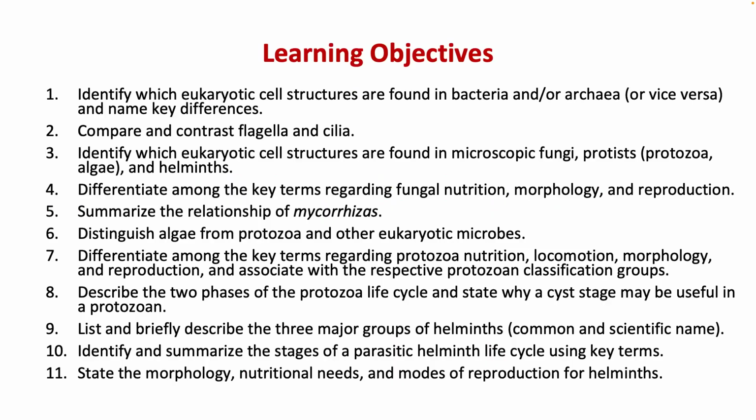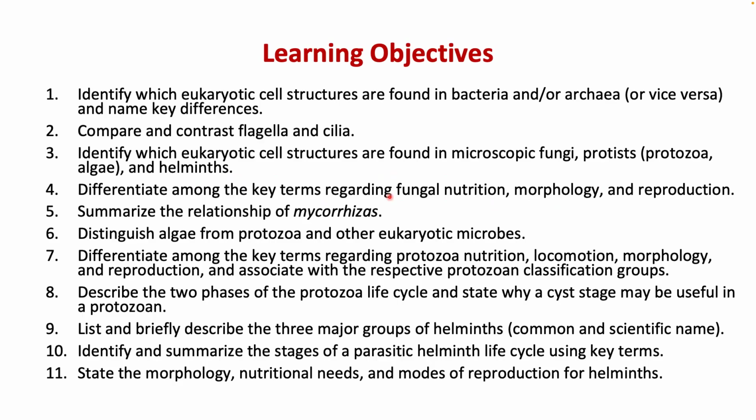So, today we are going to talk about the microbial eukaryotes, and it will be a bit similar to what we learned yesterday. So, the learning objective is as simple. First, we have to identify which eukaryotic cell types are found in bacteria or archaea, or vice versa. And we also have to compare and contrast flagella and cilia.